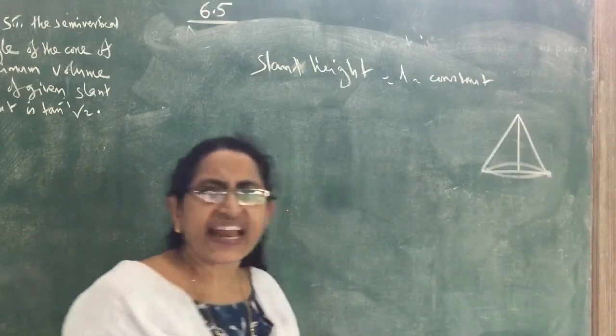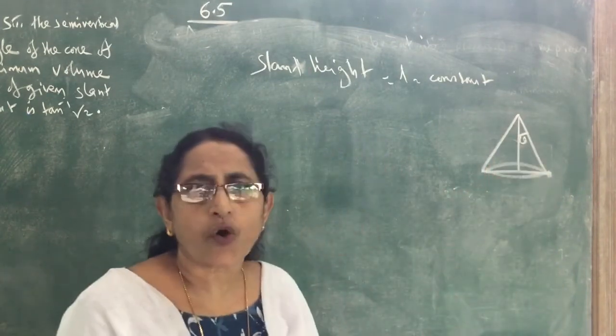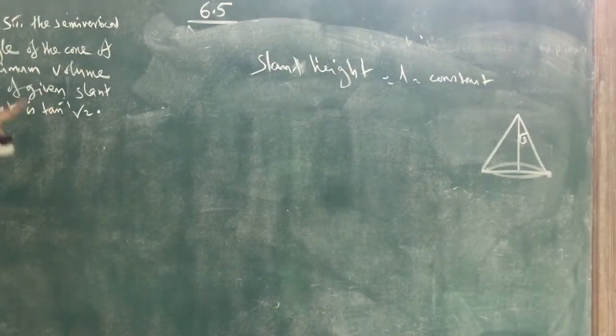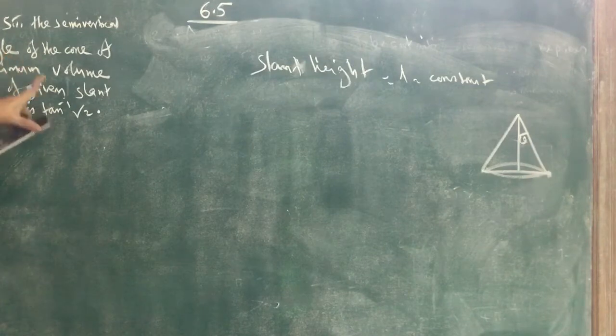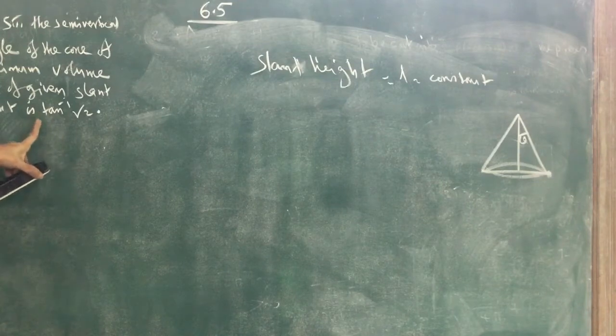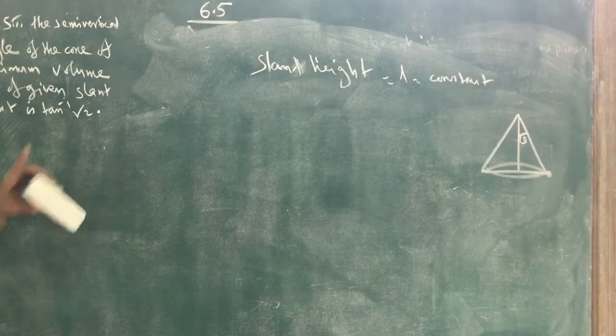So semi-vertical angle means this angle, this theta. This angle theta is called the semi-vertical angle of the cone. And we have to prove that the semi-vertical angle of the cone of maximum volume and of given slant height is tan inverse root 2. So that means we have to prove that semi-vertical angle theta is equal to tan inverse root 2.